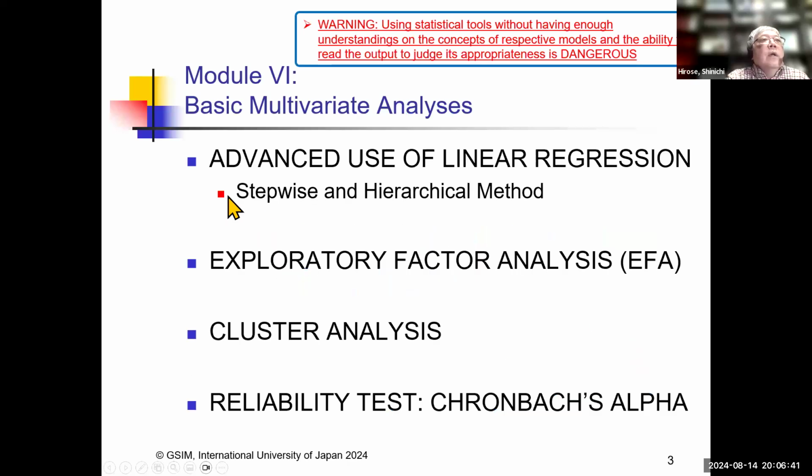And here we have advanced use of linear regression, stepwise or hierarchical method. Stepwise method is very useful. For example, if you collect 20 variables, then you may not have a very good idea which one should be the dependent variable and which candidates of independent variable can be a good predictor of the dependent variable. Stepwise regression lets you automatically select the best possible independent variables out of the group of candidates. So stepwise is very good.